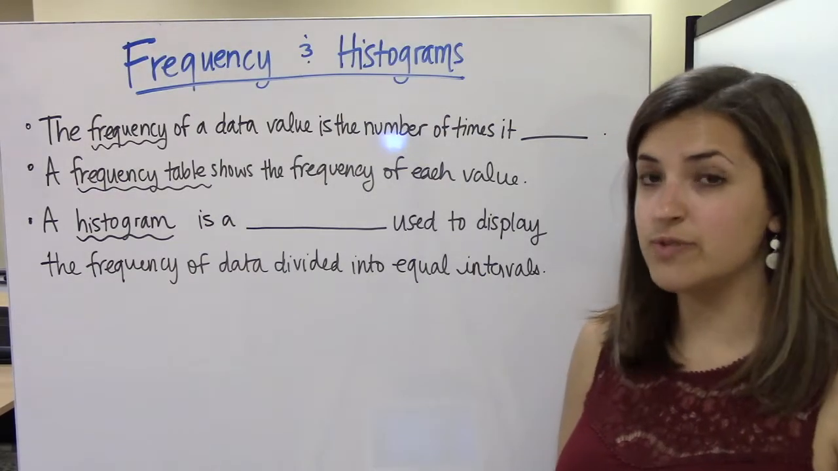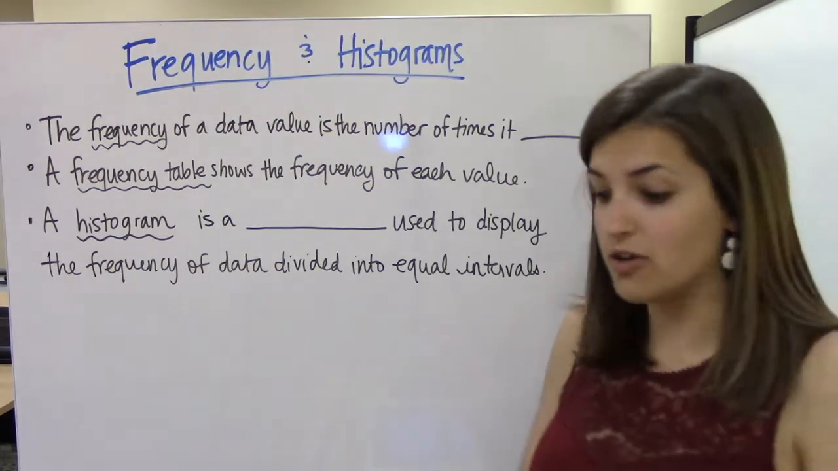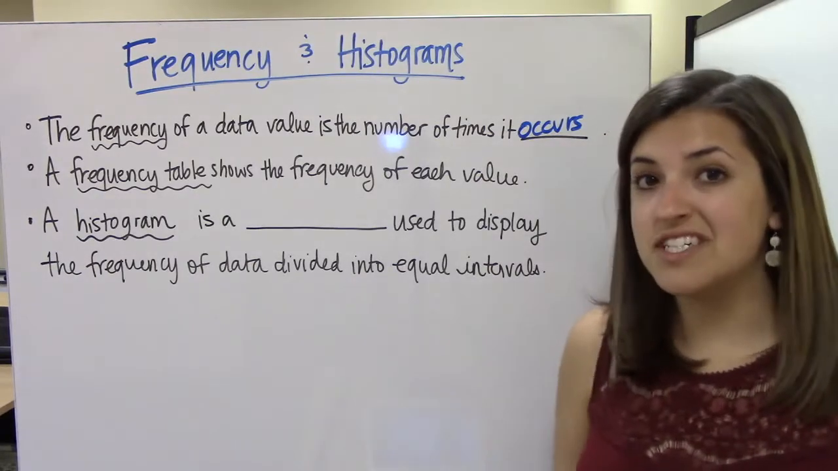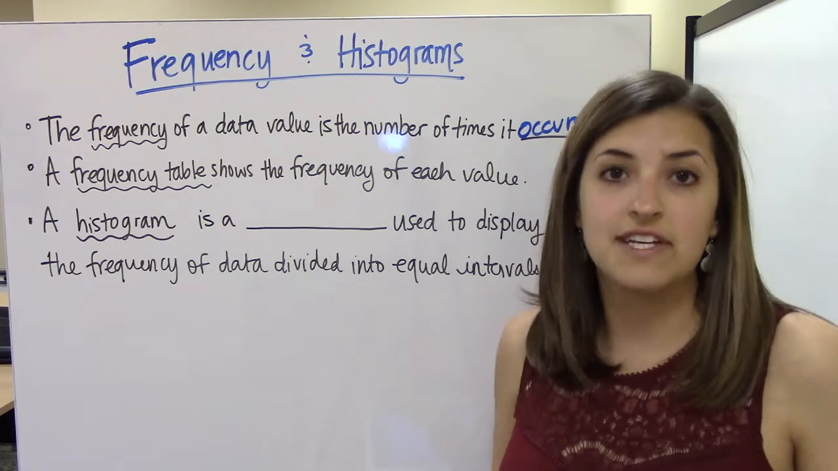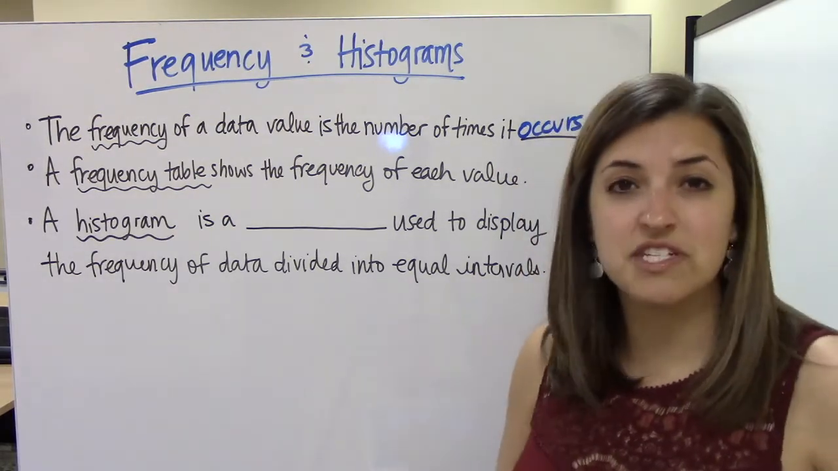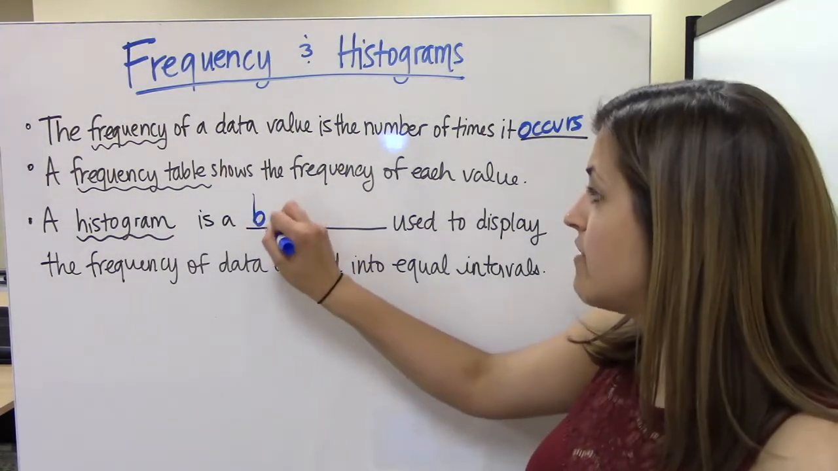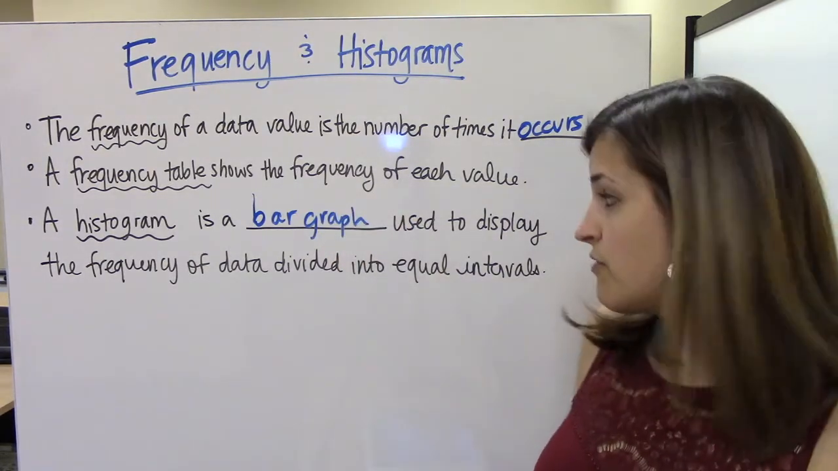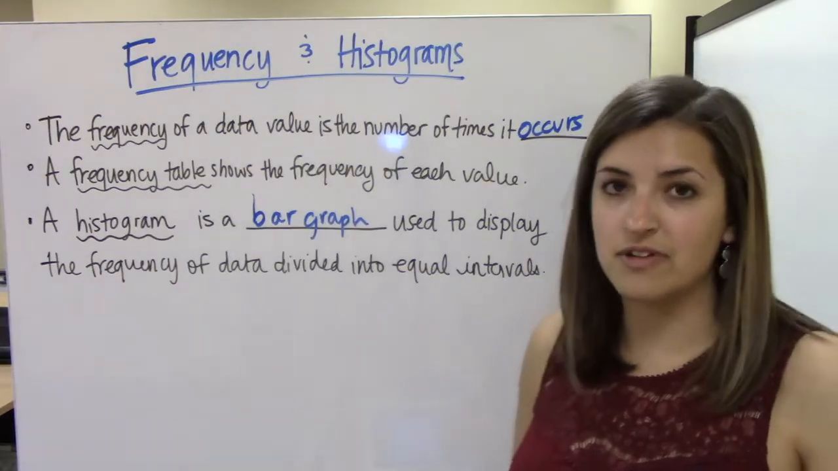Okay, let's talk about frequency. The frequency of a data value is the number of times it occurs. A frequency table shows the frequency of each value, so how often each value appears. A histogram is basically a visual representation of this frequency. It's a bar graph used to display the frequency of data divided into equal intervals. So let's see what those look like.